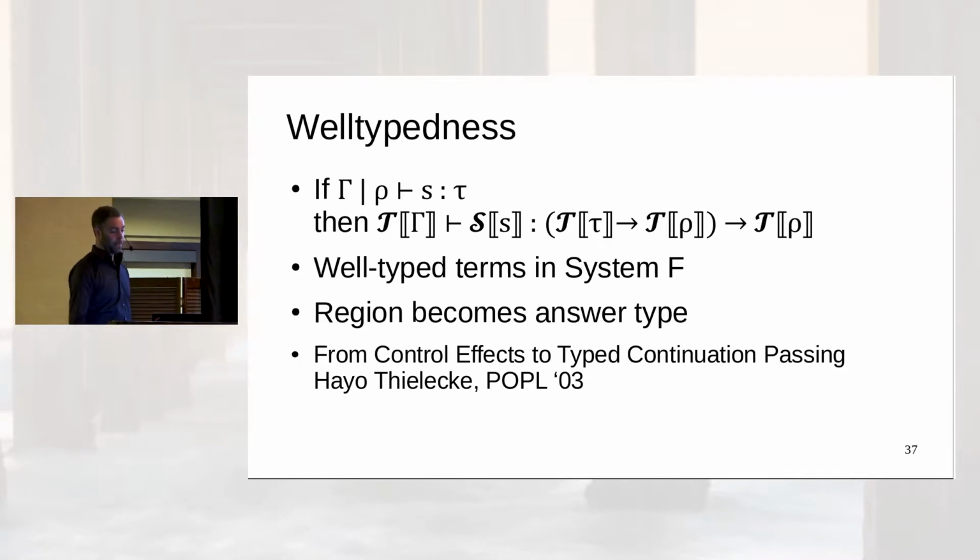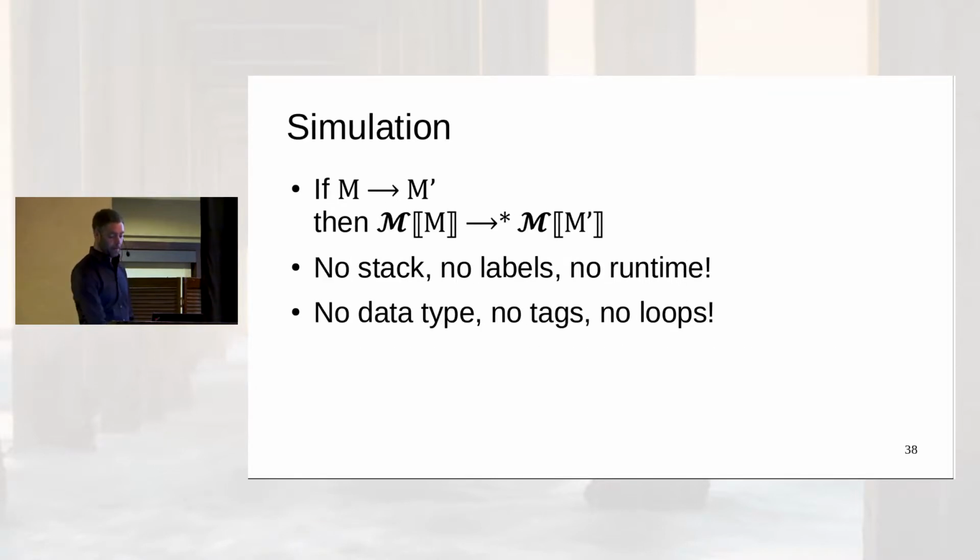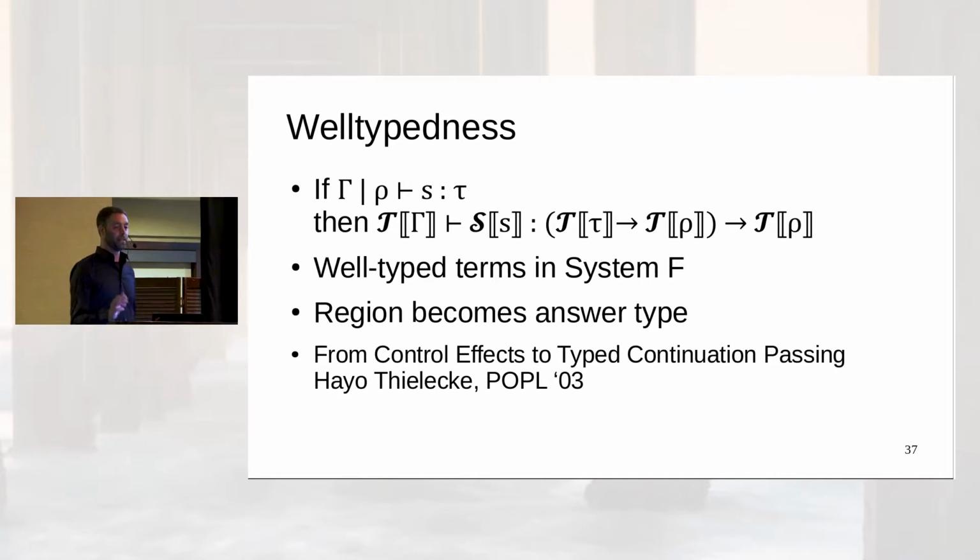So in the paper, we prove a number of theorems. The first one is that we translate well-typed programs to well-typed terms in System F in continuation passing style. And the region becomes the answer type somehow, an idea that goes back to Hayo Thielecke. This also means that our programs inherit all the cool properties that System F has. For example, that they never go wrong, that they always terminate. Some parametricity stuff could be applied and so on and so on. This theorem is mechanized in Coq.